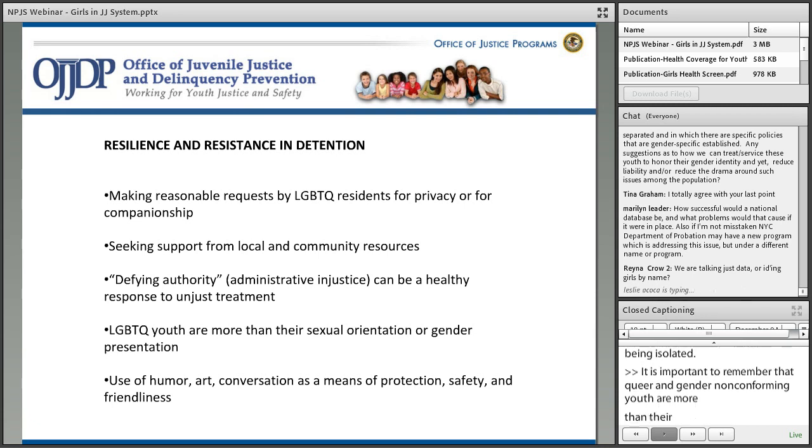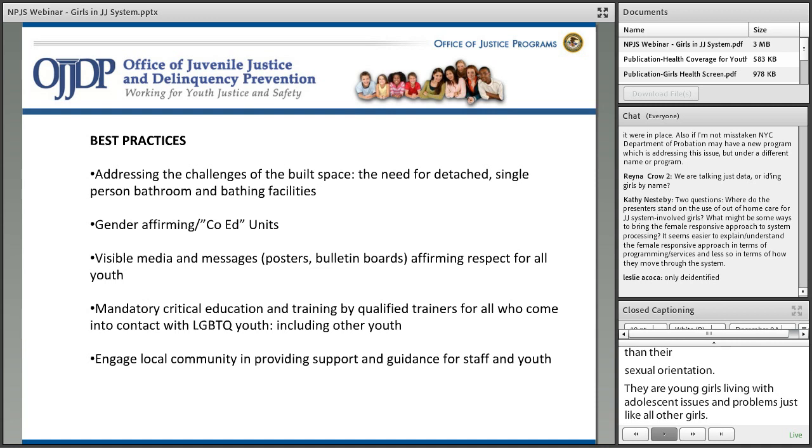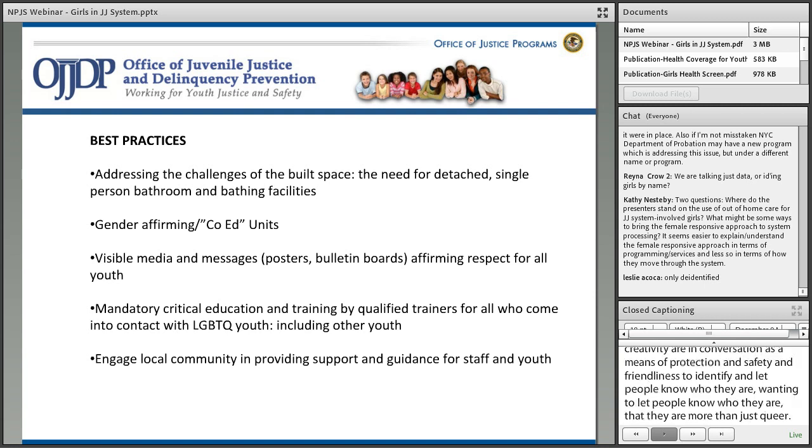And we also notice as resilience and resistance this use of humor and creativity, art and conversation as a means of protection and safety and friendliness, letting people know who they are, that they're more than just queer. And that's important. So some of the best practices that we find are, first of all, addressing the challenges of the built space.